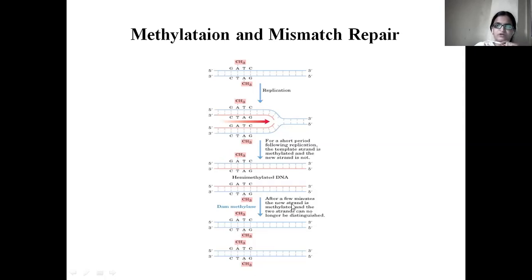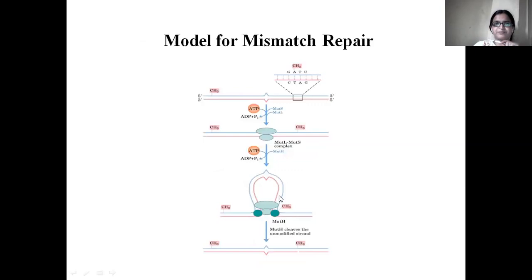So if a repair mechanism has to do some repair, definitely it has to identify which one is the new strand, and that identification and the repair process, everything should happen within the few minutes which is left before this methylation process.